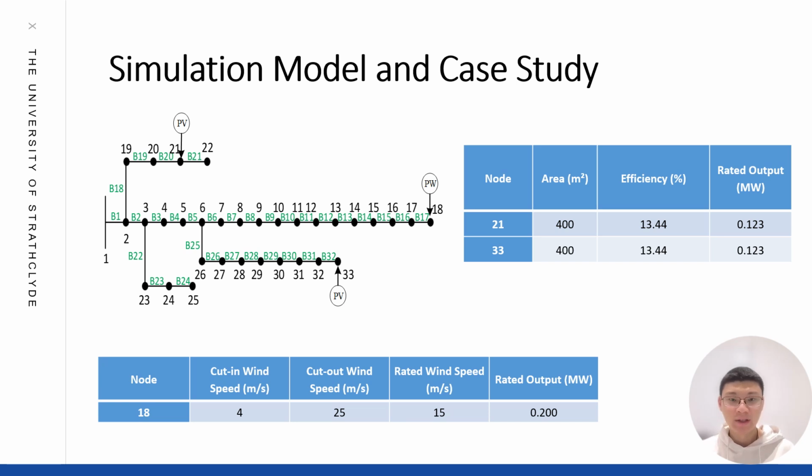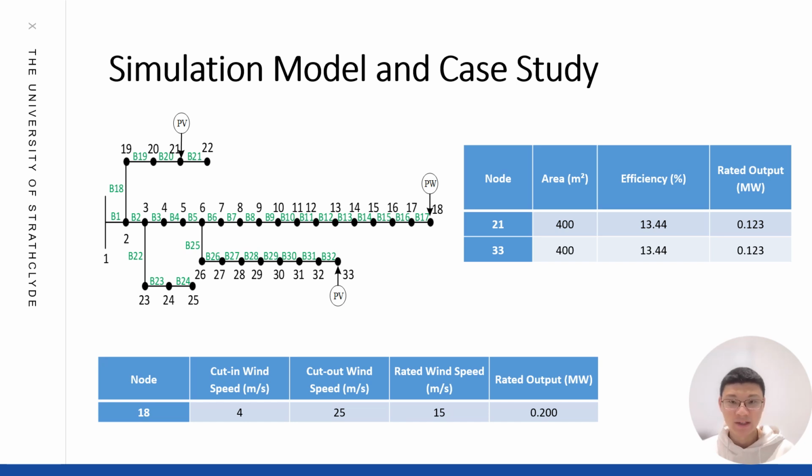The IEEE 33 bus test system is used to validate the proposed stochastic power flow model for distribution network based on the three-point estimation method. The topology of the node is shown in this figure. This is a radial distribution system, has a base voltage of 12.66 kV and a base power of 100 megawatts.